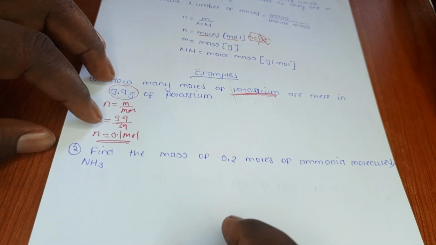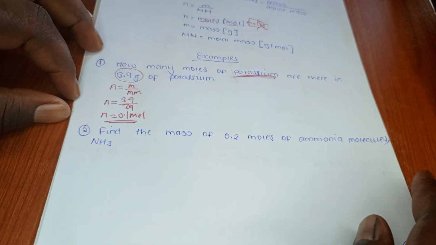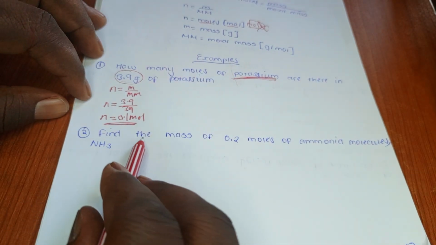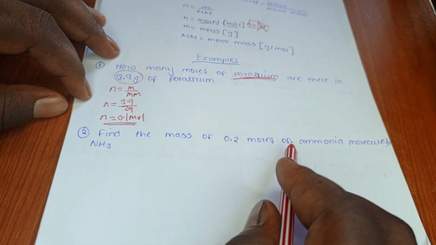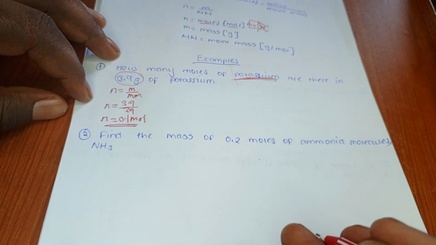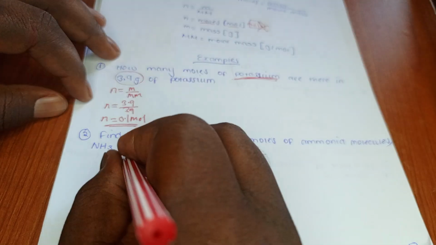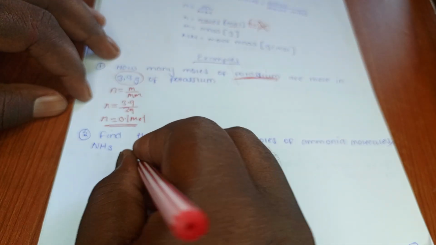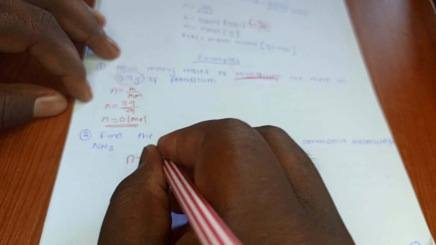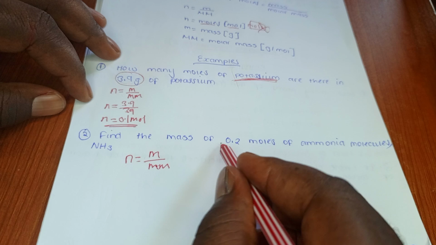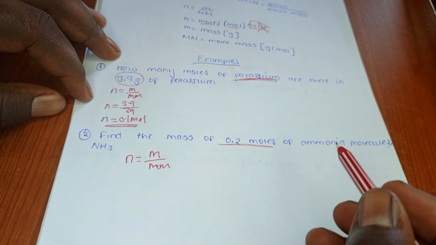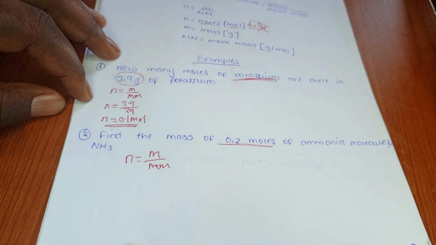Question 2 reads, find the mass of 0.2 moles of ammonia molecule. So they want us to find the mass. Still use the formula, number of moles is equal to mass over molar mass. As you can see, the number of moles is given in the question, which means where there's n here, we're going to put the 0.2.